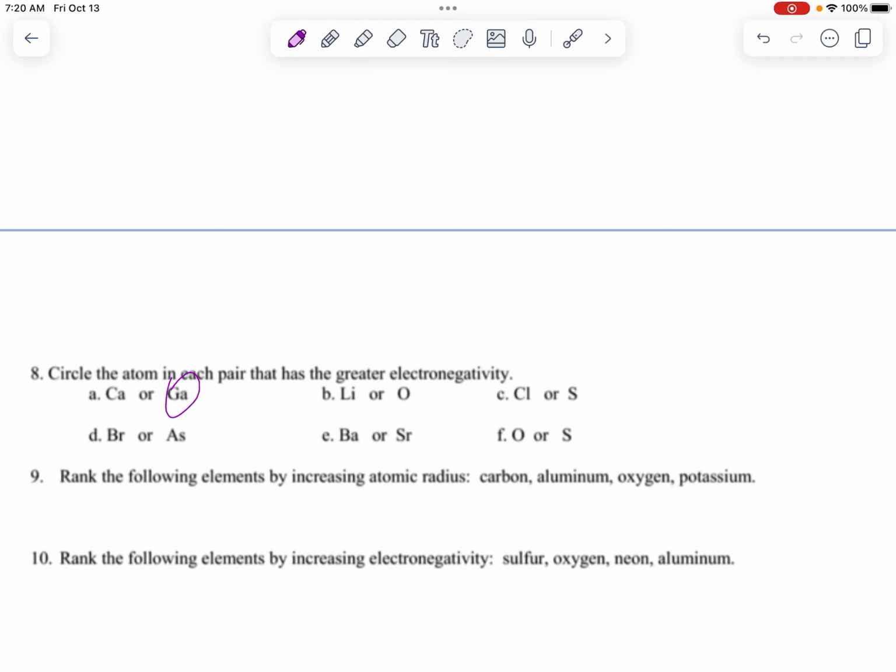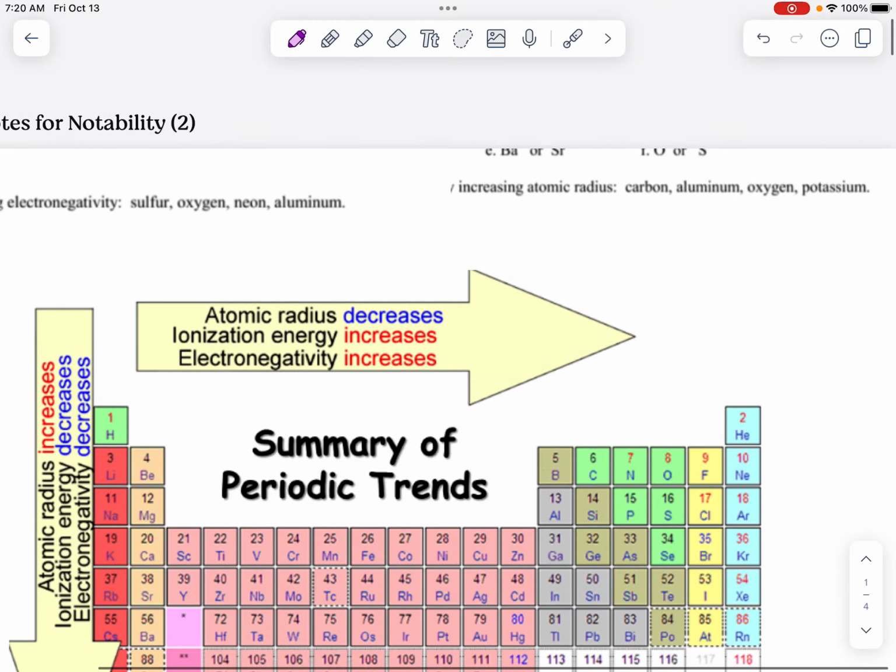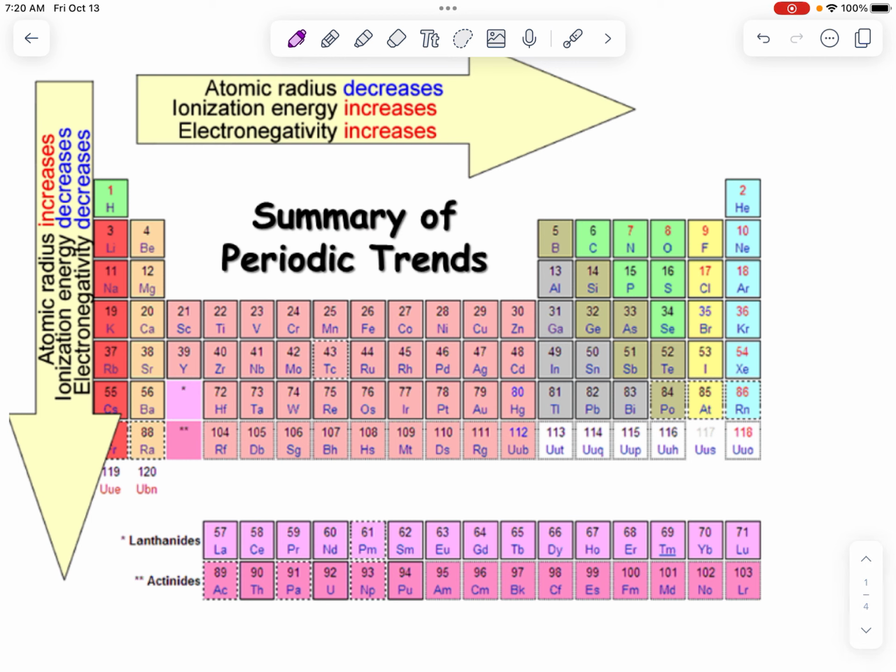Lithium or oxygen. Okay, let's do oxygen or sulfur. This is a good one. O or S. So we're still looking at electronegativity. So we have O right here, and we have S right here. So notice they're in the same group, so we don't care about this. We're just looking at the up and down now.